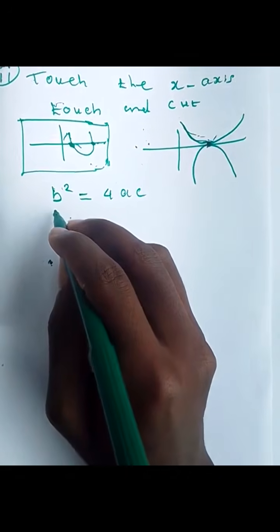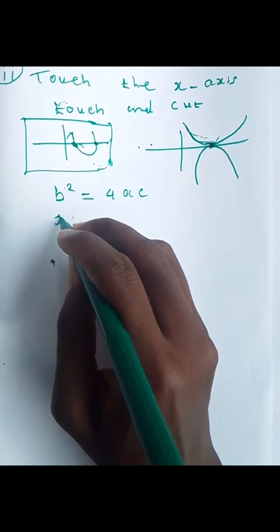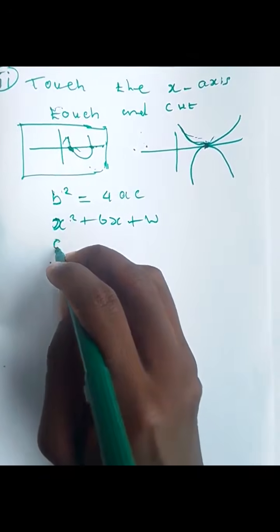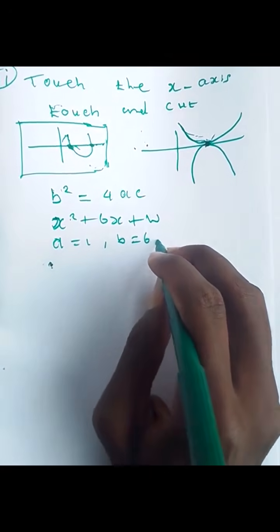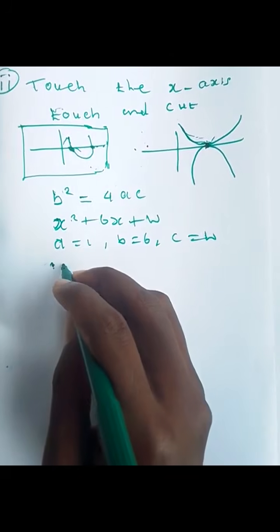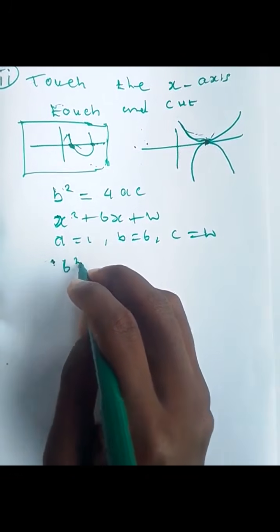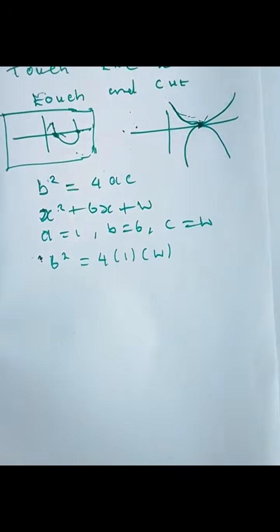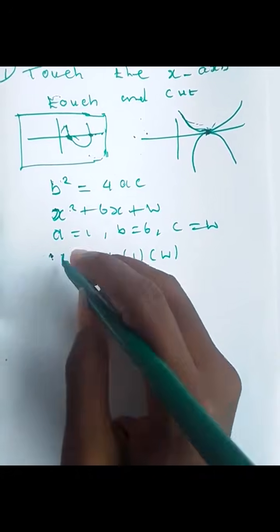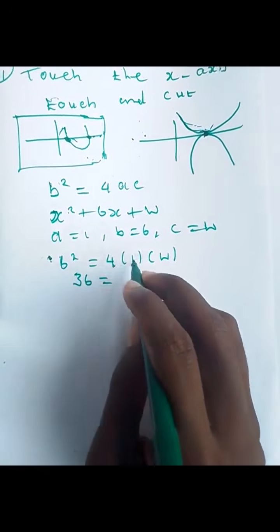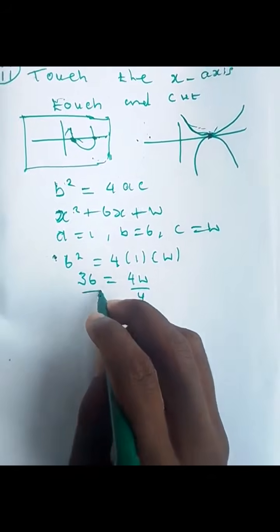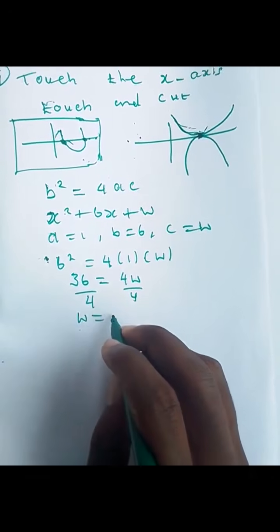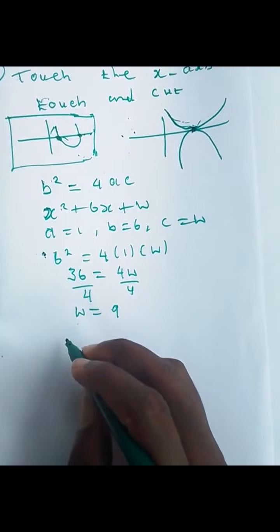So now remember the equation given in the question, it is x power 2 plus 6x plus w, right? And a is 1, b is 6, c is w. So let's substitute 6 for b, 1 for a and w for c, right? So what is 6 power 2? 6 power 2 is 36. 4 times w, that is 4w, so over this one, don't even stress, okay? So w will be just 9.